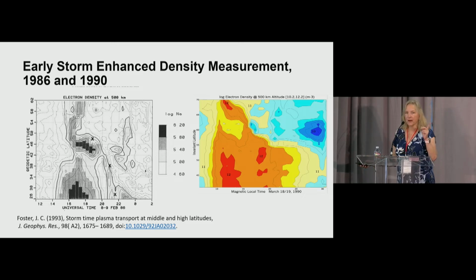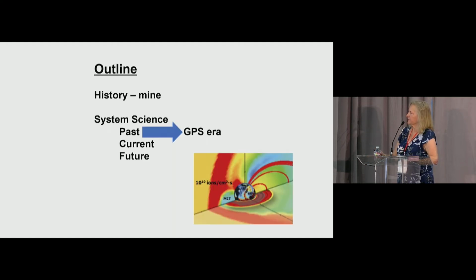Mind you, this is plotted in a different way. It's at one longitude bin, but these are different latitudes, and these are different magnetic times. So it's a different plot, but we did know about this feature.